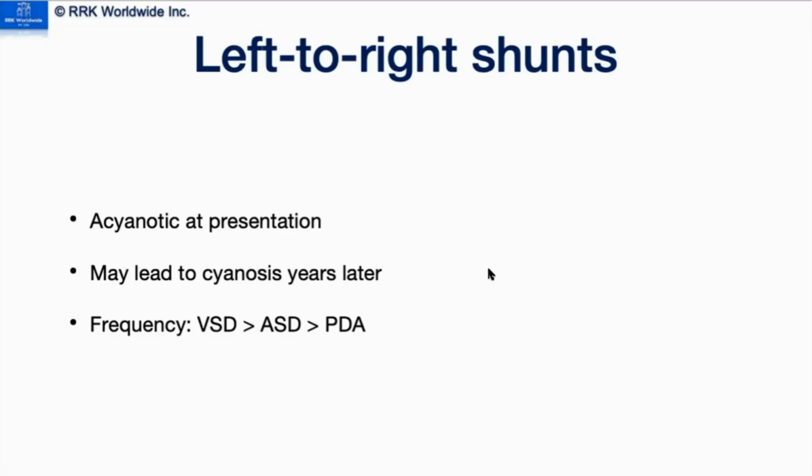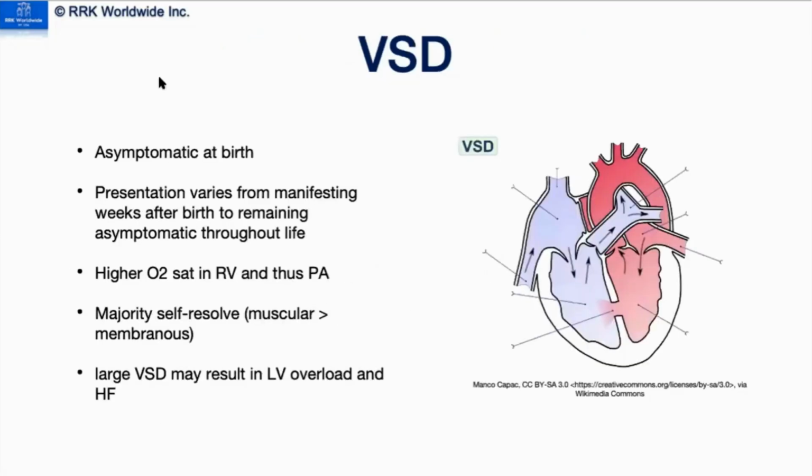And let's jump right in. So VSD, ventricular septal defect. Again, because it's shunting blood from the left side to the right side, you're going to be asymptomatic at birth. There's a higher oxygen saturation in the right ventricle, and the presentation can vary a lot. It could manifest weeks after birth, and it could remain asymptomatic throughout life. VSD could either present symptomatically or asymptomatically.